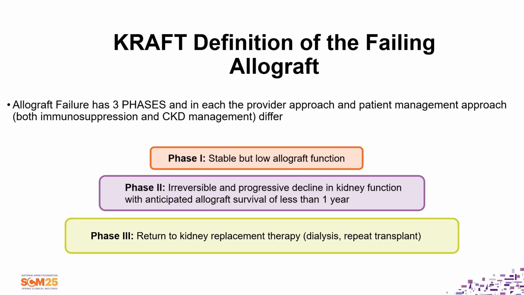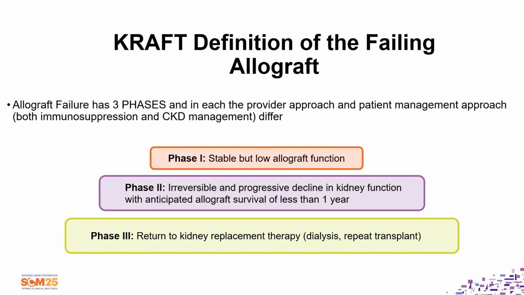So we came up with this three-phase definition. Phase one was stable but low allograft function, people whose GFR might be hanging out around 20. They may start to see some side effects of immunosuppression with a low GFR, but what you're doing for them is probably going to be more of a maintenance of where they're at and trying to protect their kidney function as long as possible.